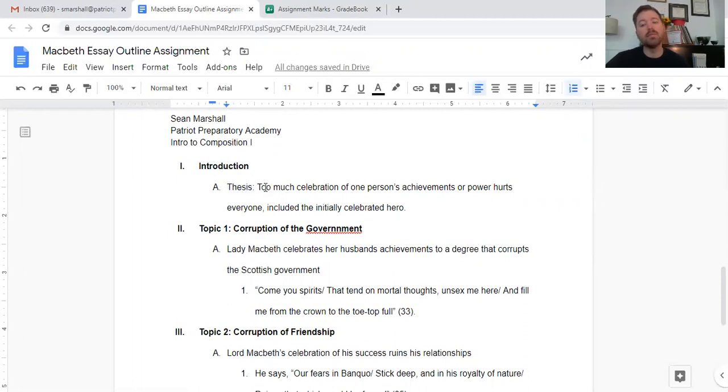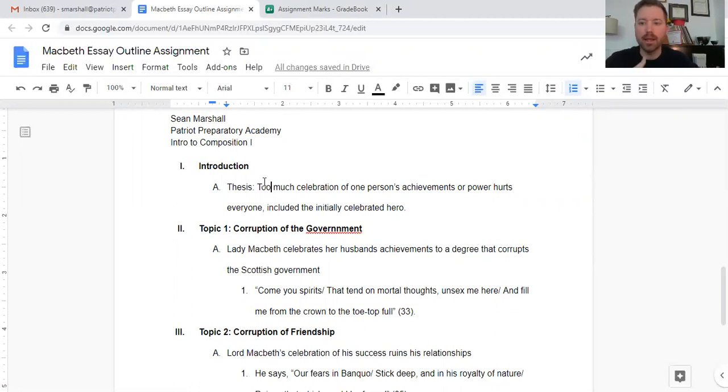This is my thesis statement that responds to the question about power, about what Macbeth, the play, is saying about the concept of power. Here, I'm basically saying that too much celebration of one person's achievements can hurt everyone, including that initially celebrated person. Kind of a simple concept, but I do think that it's something we forget a lot, and it's something very clearly shown in Macbeth, and it clearly answers the prompt that was given. So too much celebration of one person kind of kills everything for everyone.